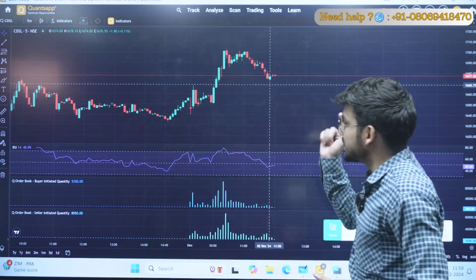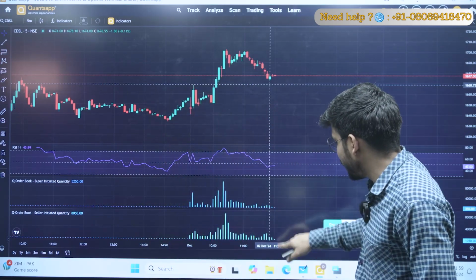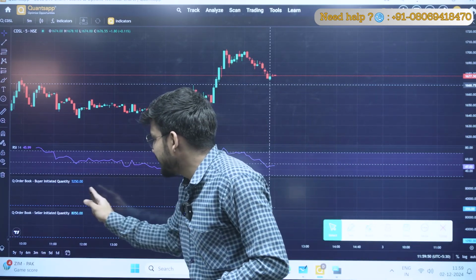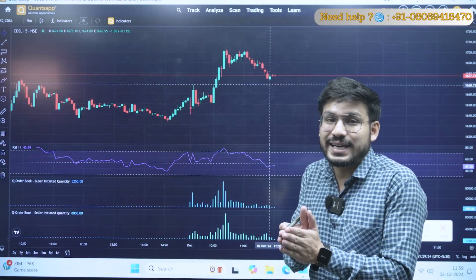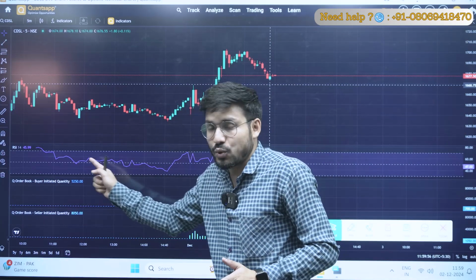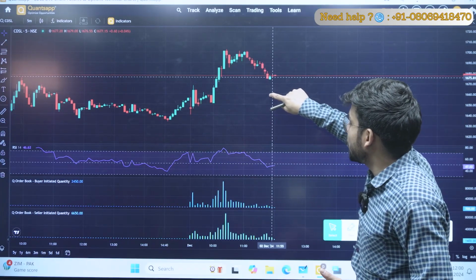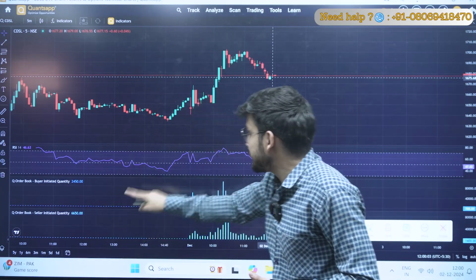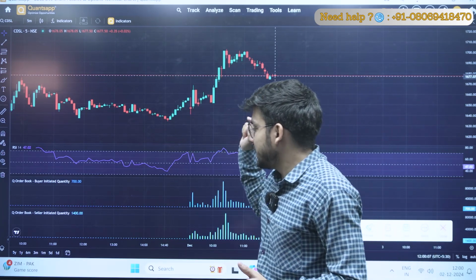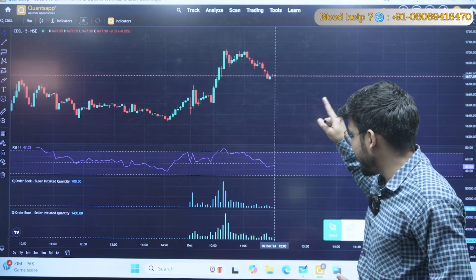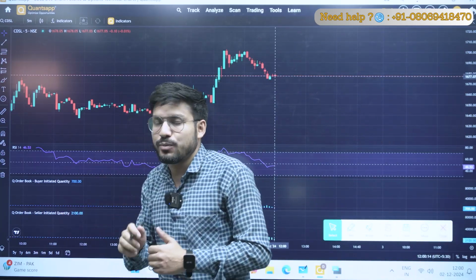Let's see which candle is giving me that exact setup. Currently I can see on this candle of 11:50, the buyer initiated is 5,000 approximately, and the seller is 8,000. So currently I'm not getting any candle in which my buyer initiated quantity is more than 2 times. Let's see the next candle. The 11:55 candle, again I'm not getting it, and in the candle currently forming at approximately 12 p.m., I'm not getting good buyer initiated quantity either.